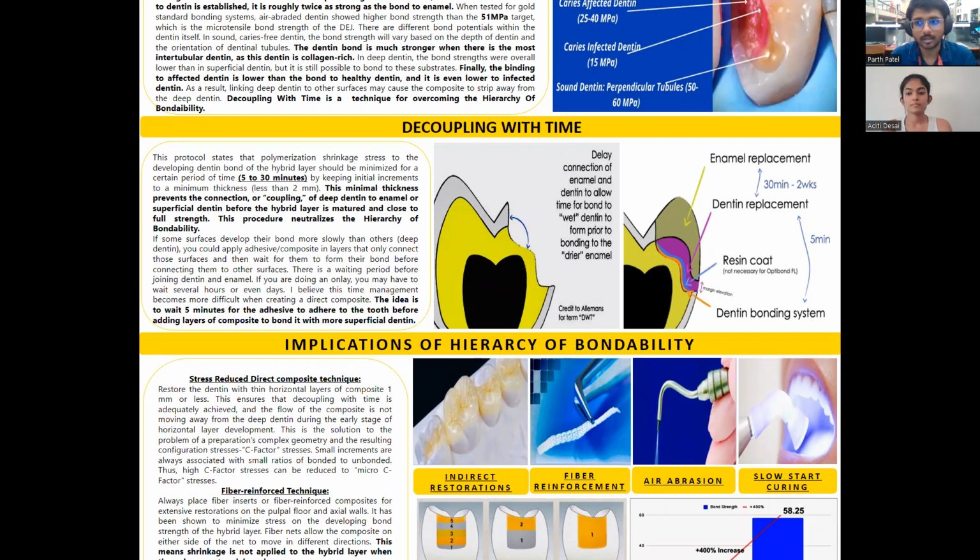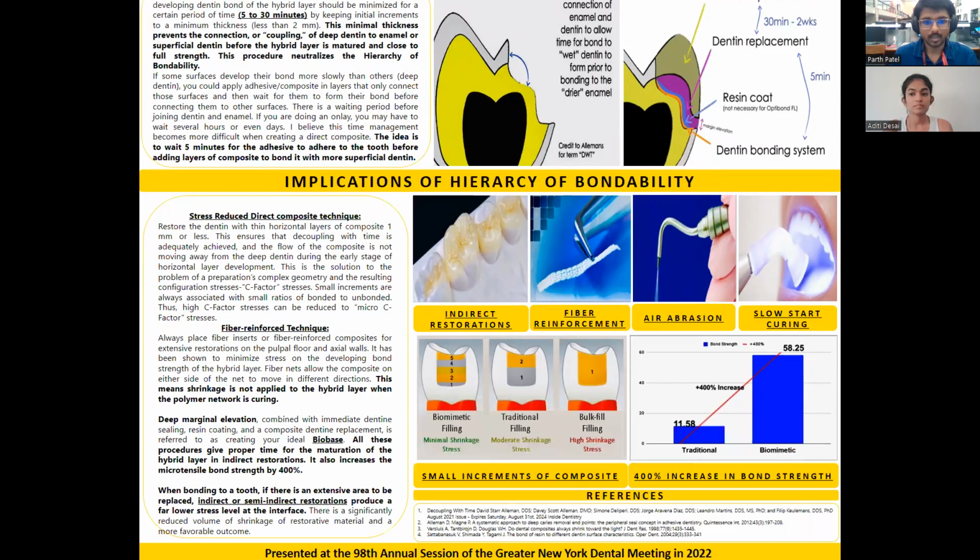We can do this in two ways. First, we can wait for a certain time after applying the bonding agent, at least 5 to 30 minutes, or we can minimize the initial increment of composite layer to 1 to 2 millimeters, and this will allow us to reduce the polymerization shrinkage stress.